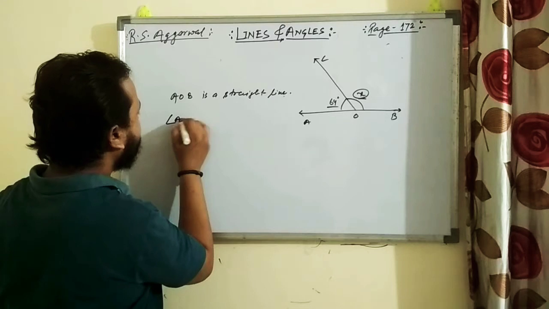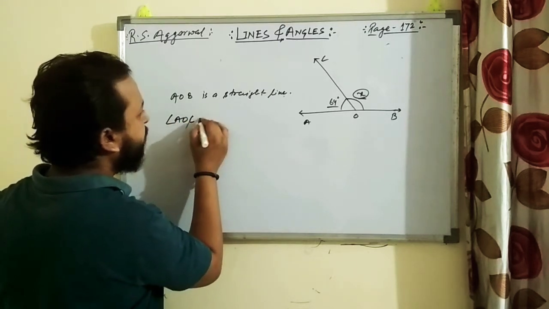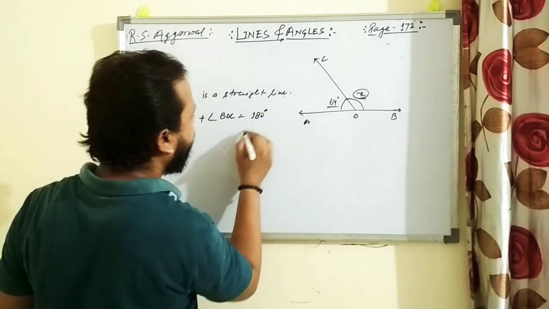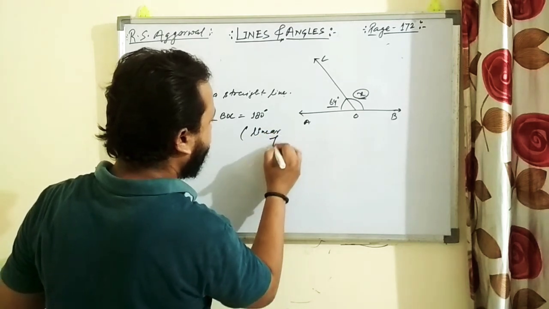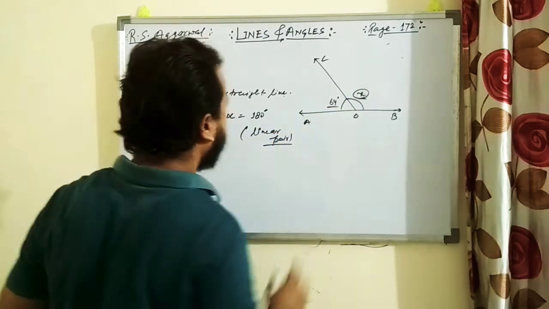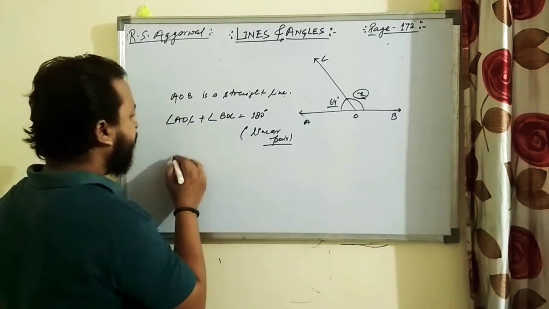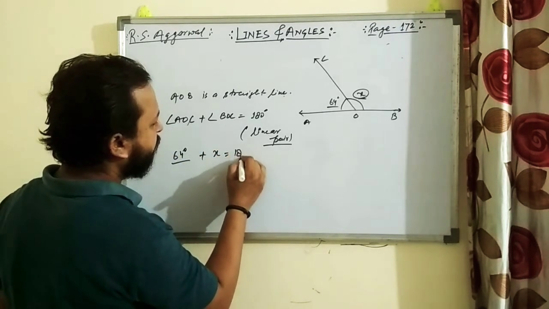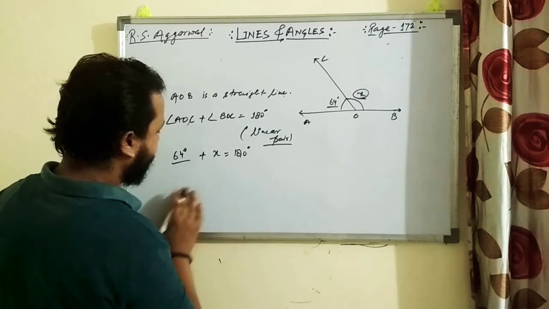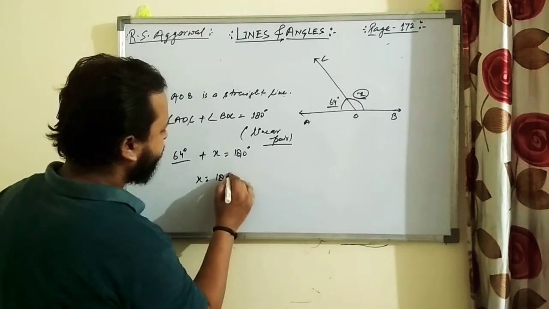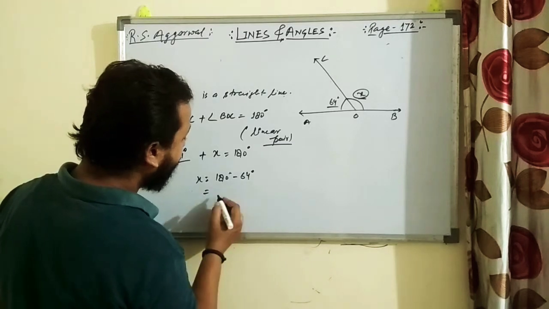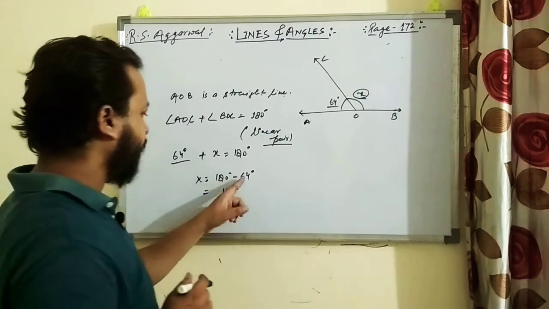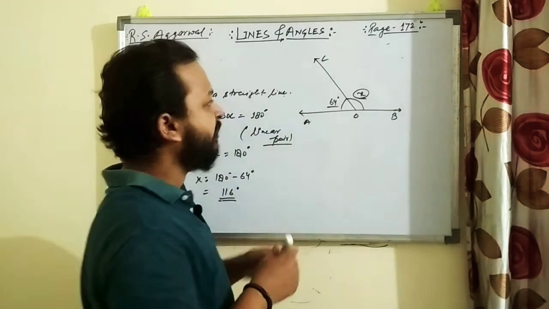It means the sum of angle AOC plus angle BOC must be equal to what? 180 degrees. Why? Because they are making a linear pair. Linear pair means the sum of angles must be equal to 180 degrees. So it is given as 64 degrees. This angle you have to find out, and the sum is 180 degrees. So x is equal to 180 degrees minus 64 degrees, that is equal to 116 degrees. 10 minus 4, that is 6, and minus 6, 1, and so 116 degrees is the answer.